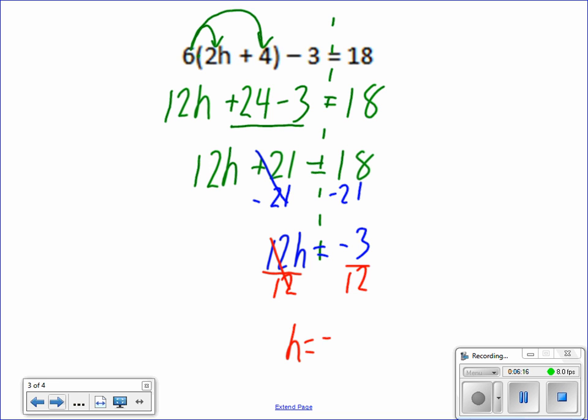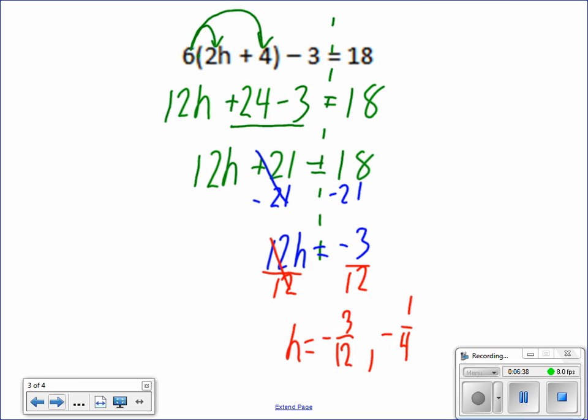Right? I could simplify this one, if you wanted to, or leave it that way. I don't mind. You can leave it. If you simplify it, 3 does go into both of them, so it would be negative 1/4. If you do it as a decimal, it would be negative 0.25. Any of those 3 answers.